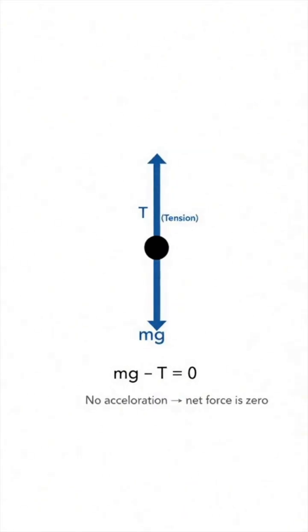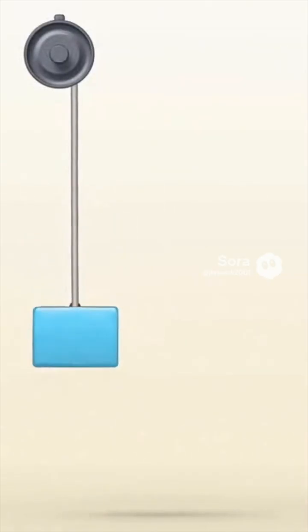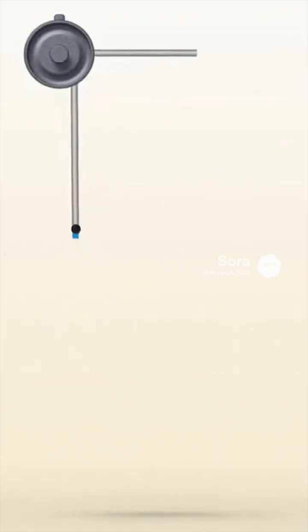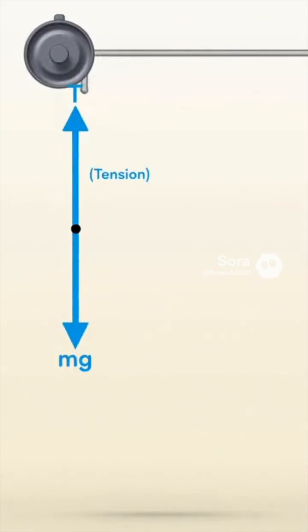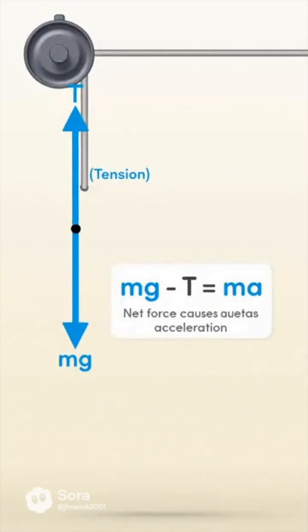Let's consider the situation where the block is moving downwards with some amount of acceleration, say A. So the summation of forces, M times G in the downward direction and minus T in the upward direction, will be equal to M times A. So there you got the equation. Now once you write the equation, you just need to further solve it to achieve the final answer.